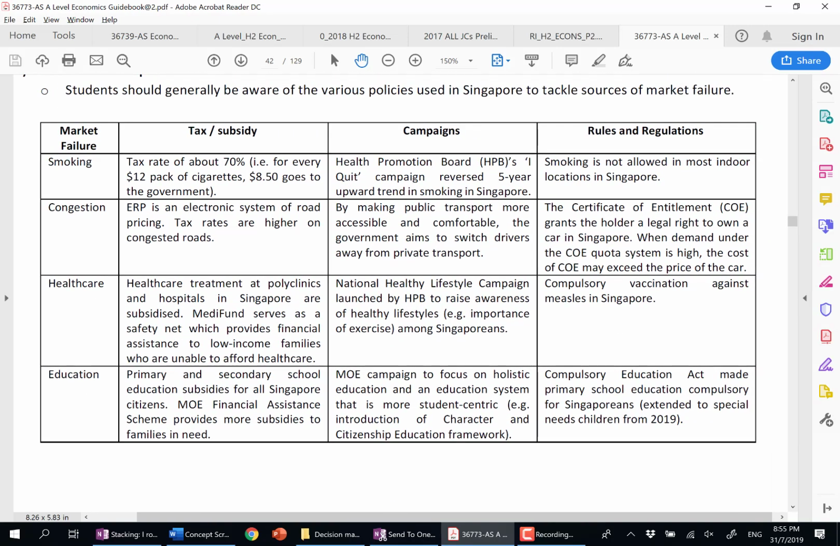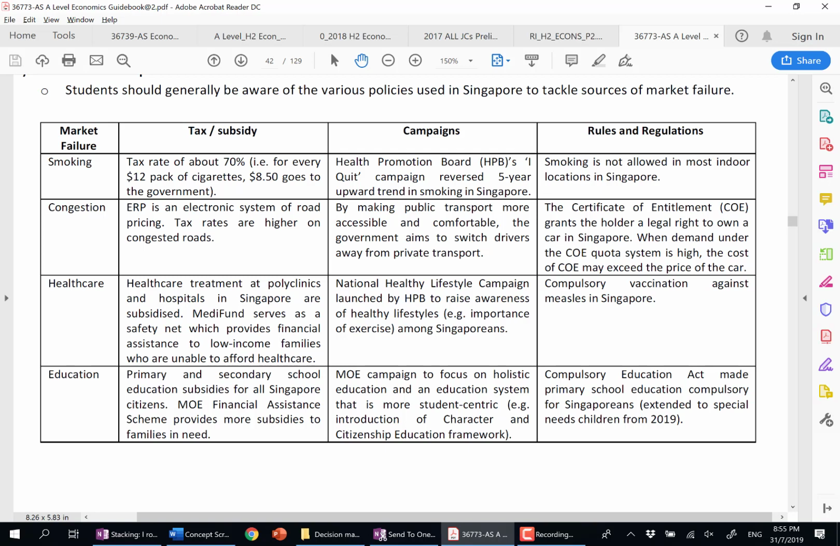I gave examples for smoking, congestion, healthcare, education. Year 1 exams, usually there are a lot of questions about these 4 types. But I wouldn't put it past them to ask about maybe gambling or something else. But let's start with these 4.